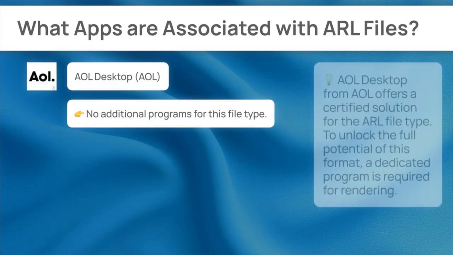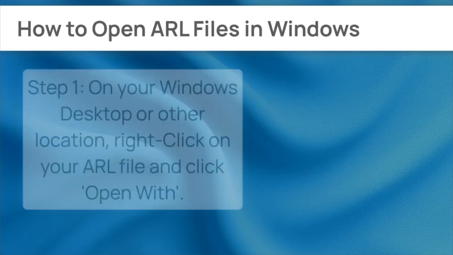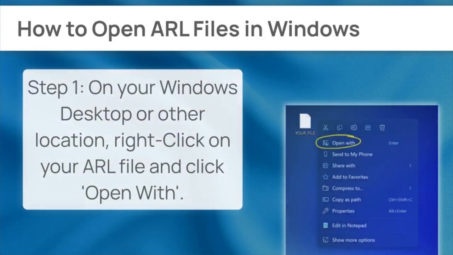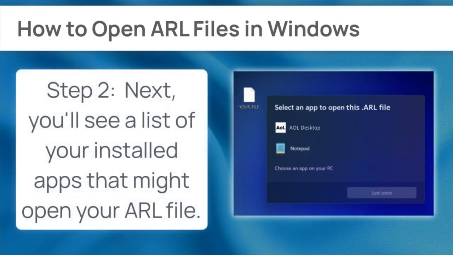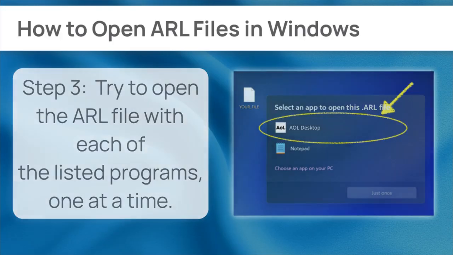To unlock the full potential of this format, a dedicated program is required for rendering. Windows gives limited insight, so interpreting the contents requires the originating tool. Initiate the compatibility test by right-clicking your ARL file and selecting Open With. If AOL Desktop is on your PC, test it. If not, select another program from the list and see if it works.